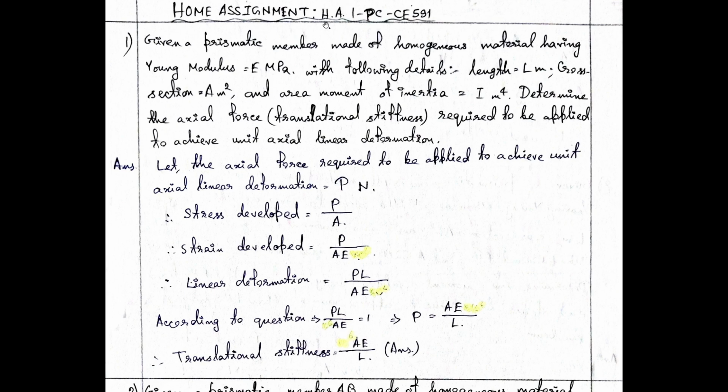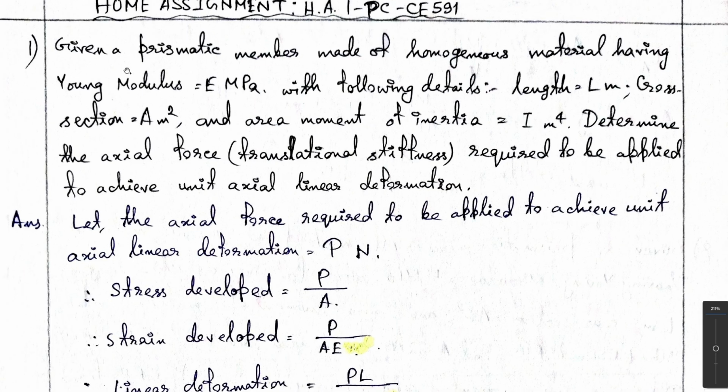So let's start. Here is the question: given a prismatic member made of homogeneous materials having a modulus E MPa with the following details: length, cross-sectional area, moment of inertia. Determine the axial force, that is the translational stiffness, required to be applied to achieve unit axial linear deformation.